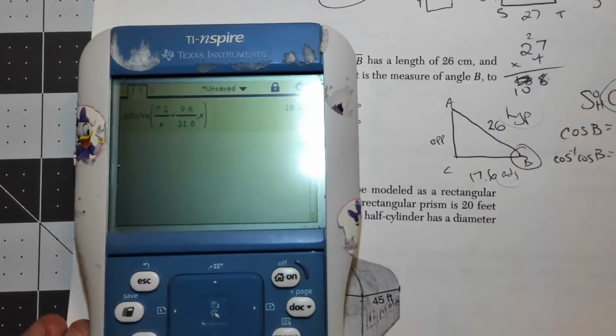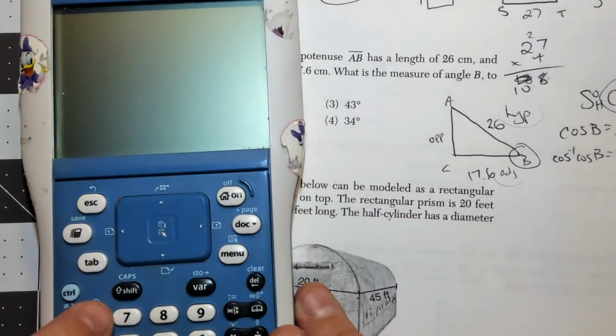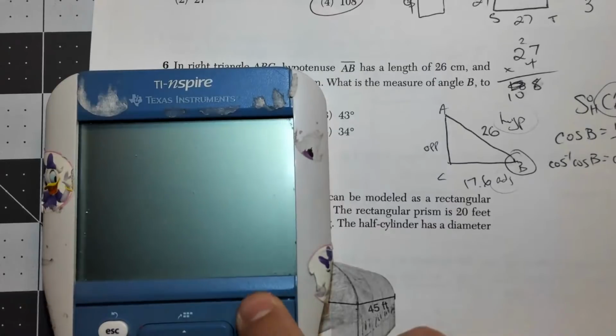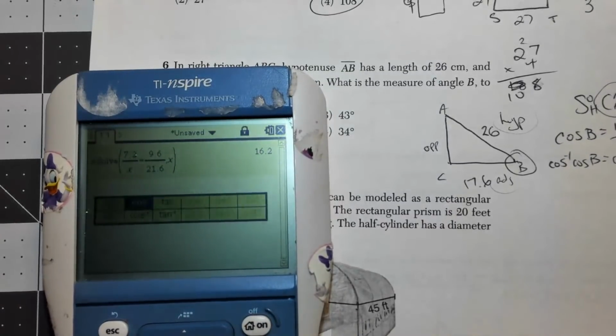So calculator. All right. We're going over to the trig button, right over there by the 7. And make sure your calculator's on. You're going to have this thing pop up during the exam. All right. So cosine inverse.